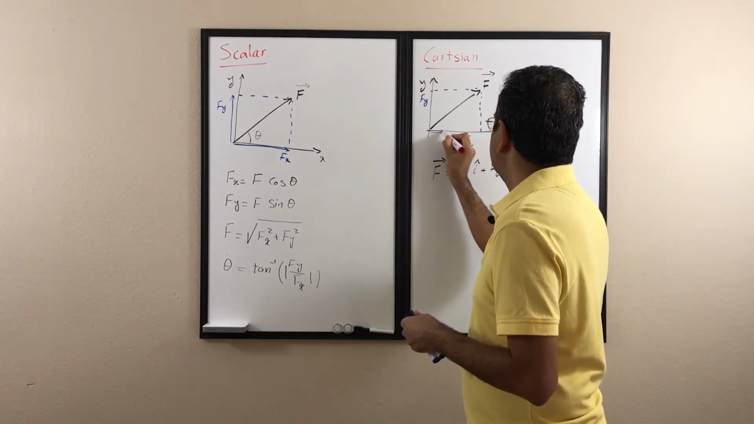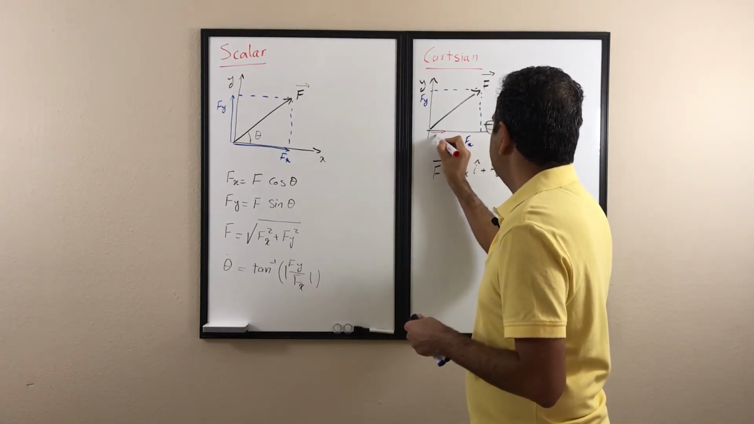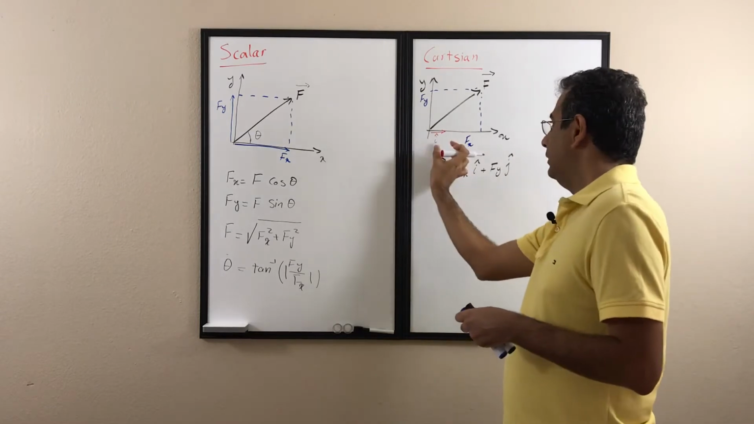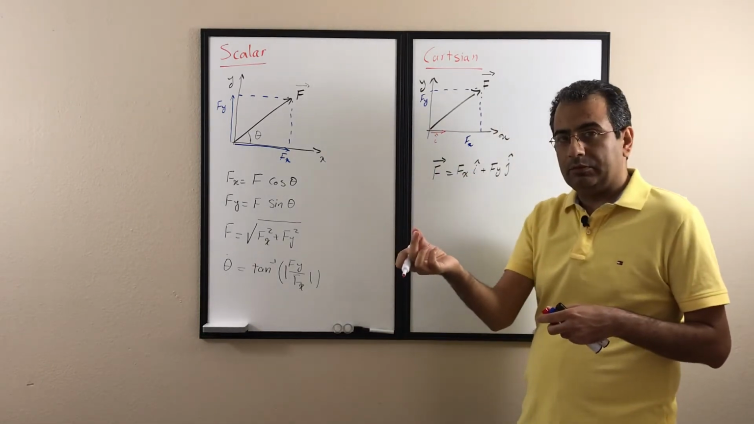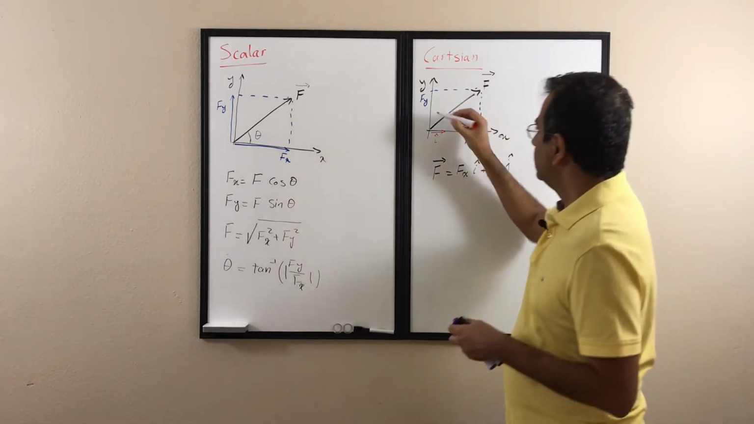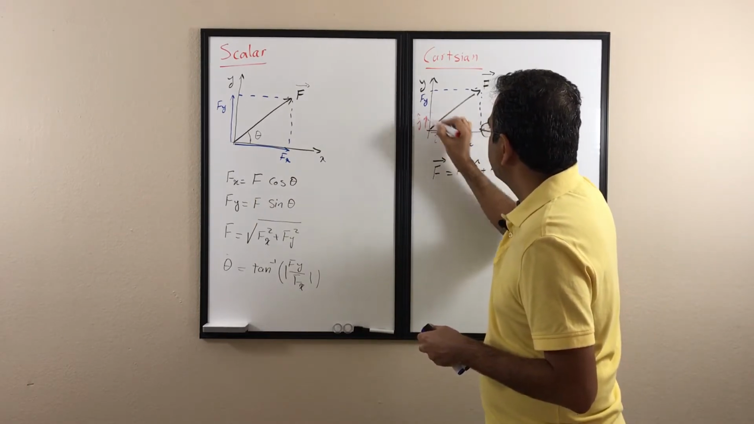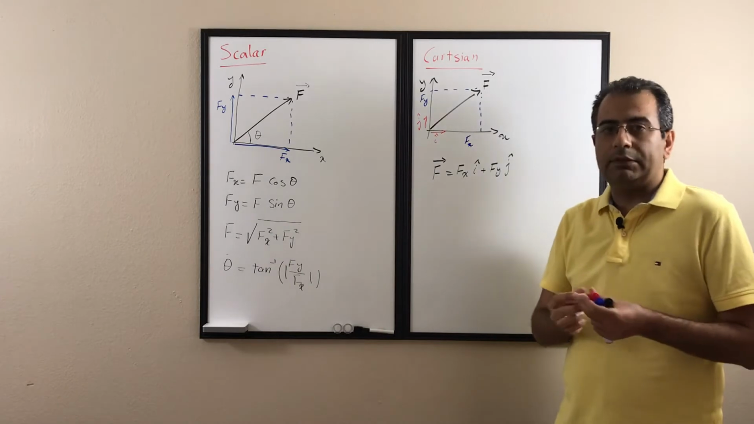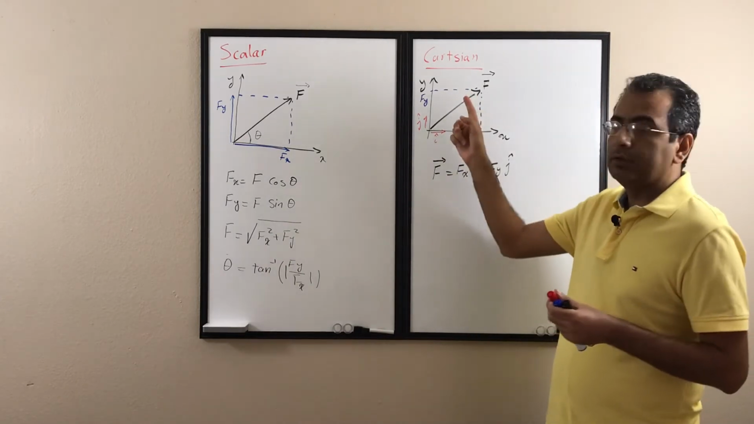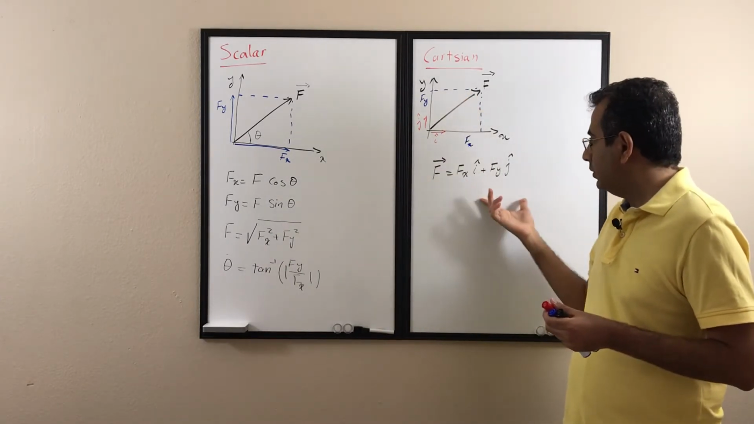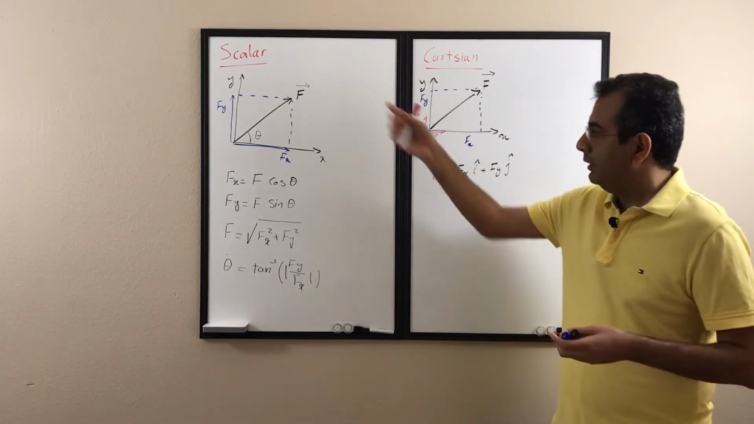So i is the unit vector. It means that its length is 1 and it's along the x direction. The same thing for j. j is a unit vector, its magnitude is 1 and it's along the y direction. So we are going to write it like that, the same as in scalar notation.